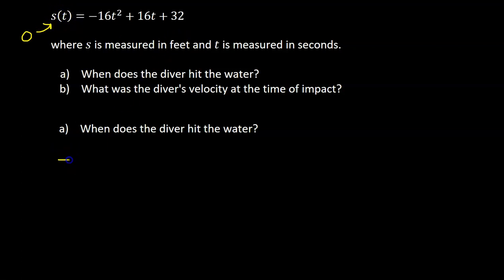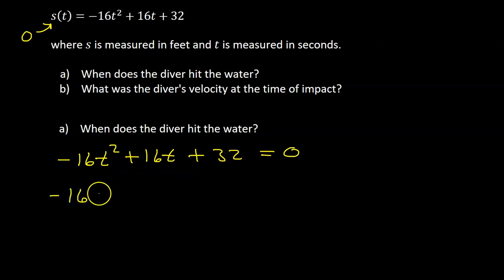So that means we're going to have negative 16t squared plus 16t plus 32 equals 0. So if we solve for t, that should be the time of position 0, the time the diver hits the water. So the easiest way to solve this would be to factor. First of all, notice that all of these are divisible by 16. So let's start by pulling out a common factor of negative 16. So if I divide everything by negative 16, I'm going to be left with t squared minus t minus 2.